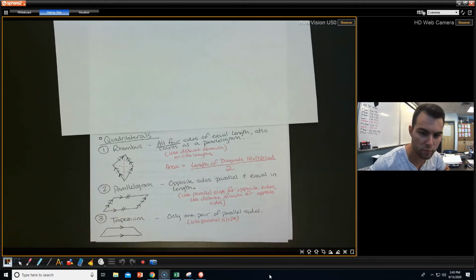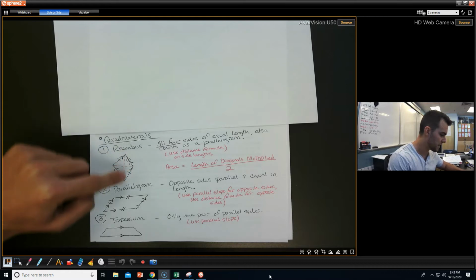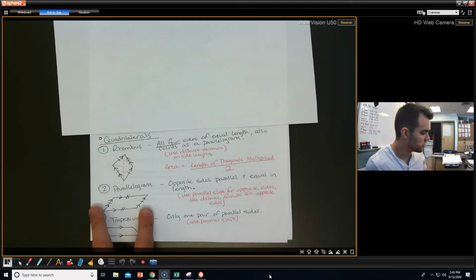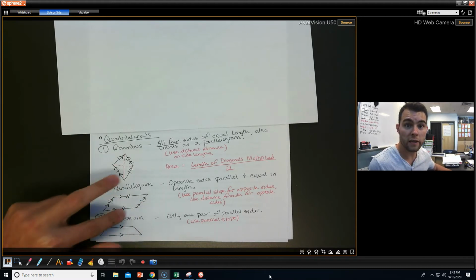Area for this one, I had to Google it. Length of diagonals multiplied, divided by 2. So you could use the distance formula between the diagonals, you can multiply them, and then finally divide by 2. For a parallelogram, it's just two pairs of parallel sides.